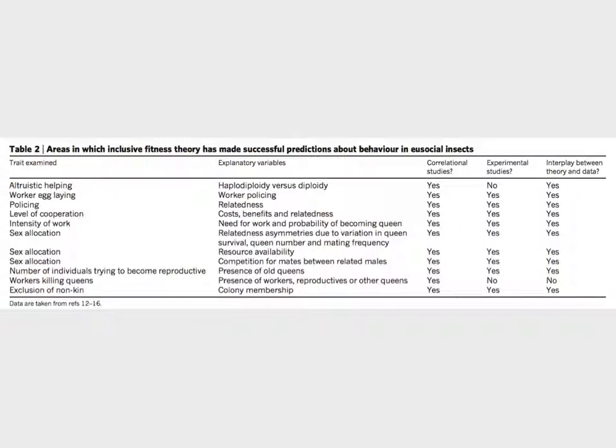Another good test of a theory is, does it make predictions you can go test? I could have some sort of regression equation that explains loss of variation, but it doesn't tell me what to do next when I have a new situation. Whereas this theory has predicted workers killing queens, exclusion of non-kin, or how hard individuals work in a colony. As many predictions as you can go off and test with different studies.